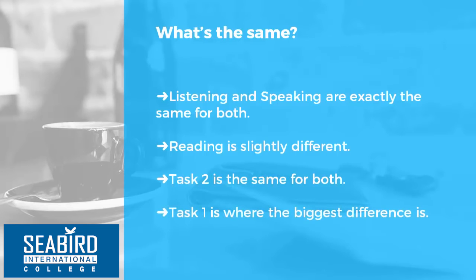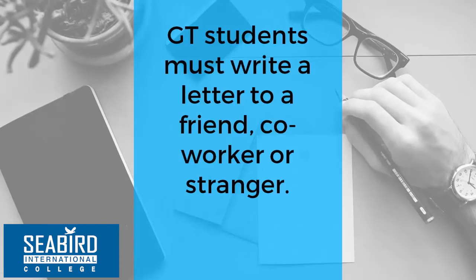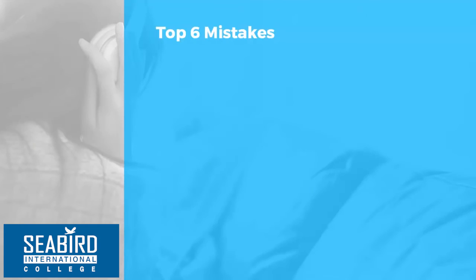Task 1 is where the biggest difference is, and this is where general training students make the biggest mistake. So we're going to focus on that. So general training students must write a letter to a friend or a colleague, co-worker, or stranger. So it's just a normal letter. You will be given a situation and you have to write a letter about that. So what are the top 6 mistakes when students are writing these letters?